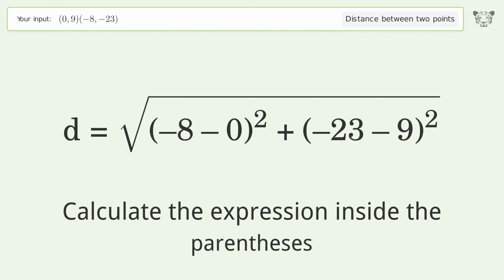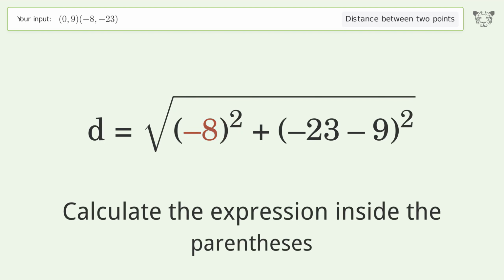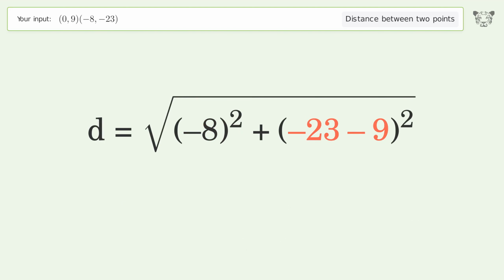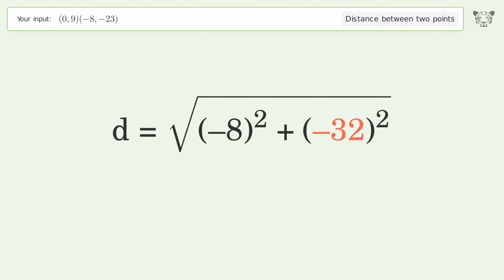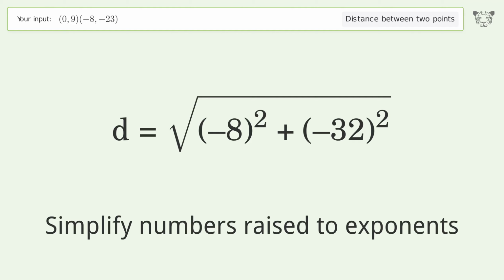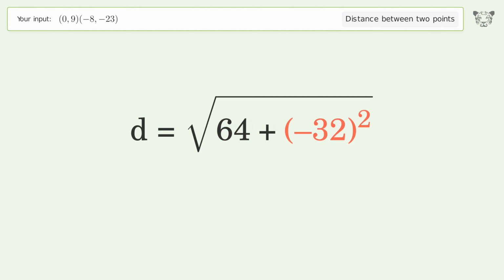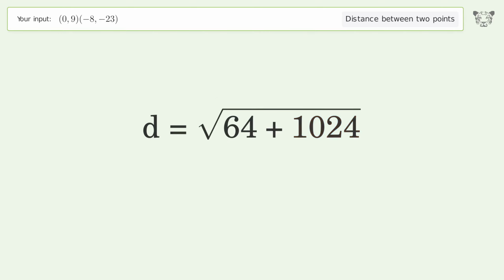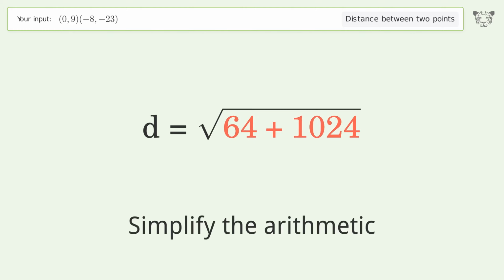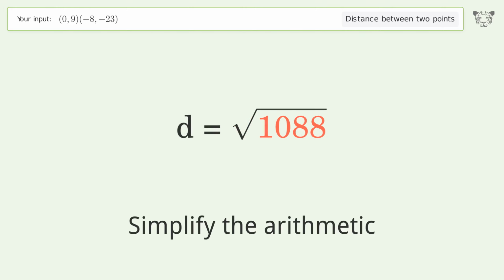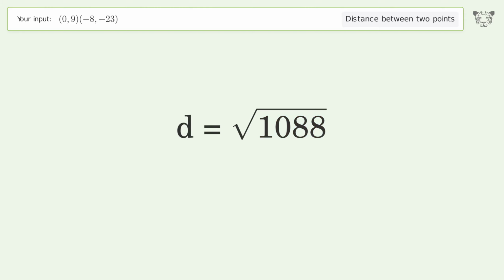Calculate the expression inside the parentheses. Simplify numbers raised to exponents. Simplify the arithmetic. And so the distance between the 2 points is the square root of 1088, or 32.985.